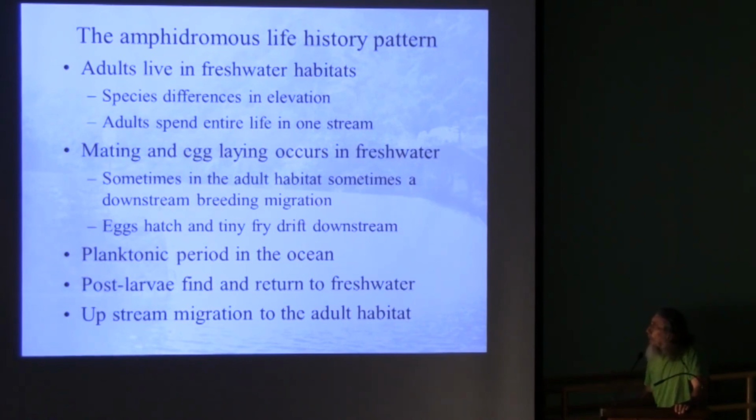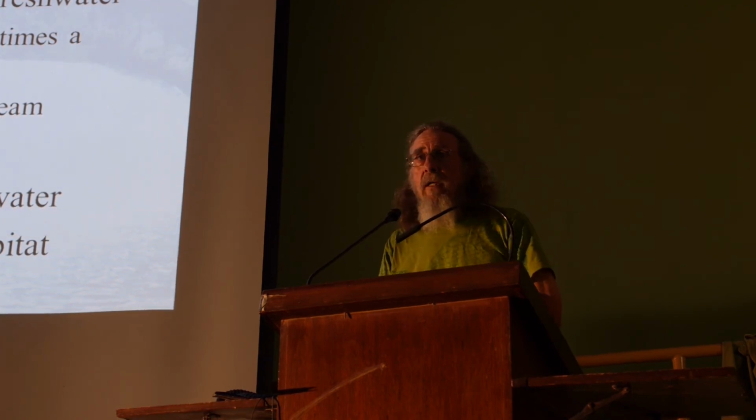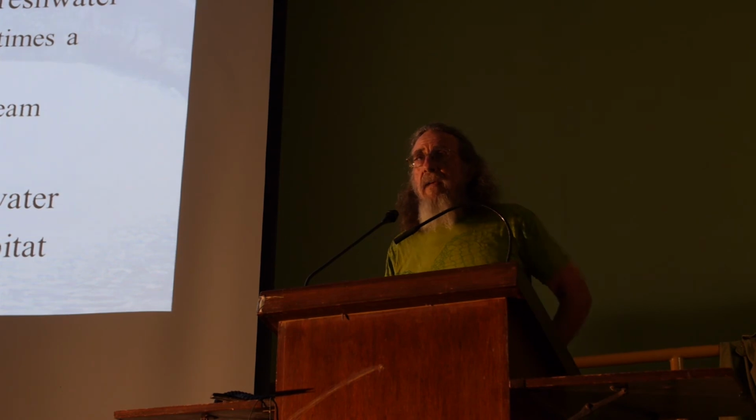The eggs are laid in the adult habitat. Tiny fry hatch out, drift downstream. There's a planktonic period in the ocean, which is pretty long. Then the post-larvae find a stream, return to freshwater. How they do it, nobody really knows. And then they move up to the adult habitat. So, except for the fact that this is going on in a stream, and there's upstream and downstream movement, this is the same life history that you'd see in a coral reef goby and a coral reef butterfly fish or anything else.